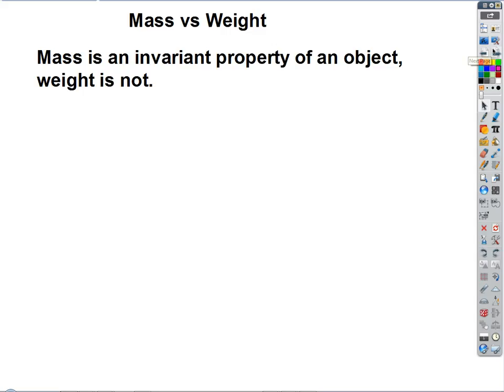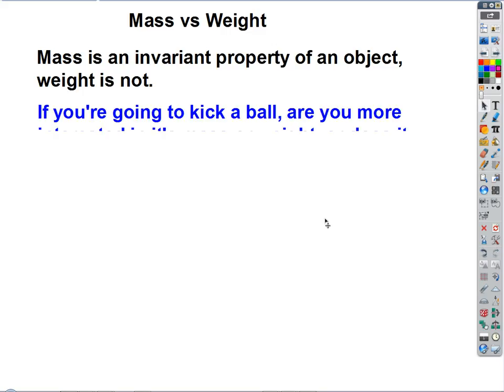This is good. So mass versus weight. Mass is an invariant property of an object, and weight is not, right? Okay, so I want to know, if you are going to kick a ball and you don't know anything about it, you just know that it's a ball that's sitting there. Let's say it's black and you don't know much about it. What's more important to you, the mass or the weight? So I want to know, or does it matter?